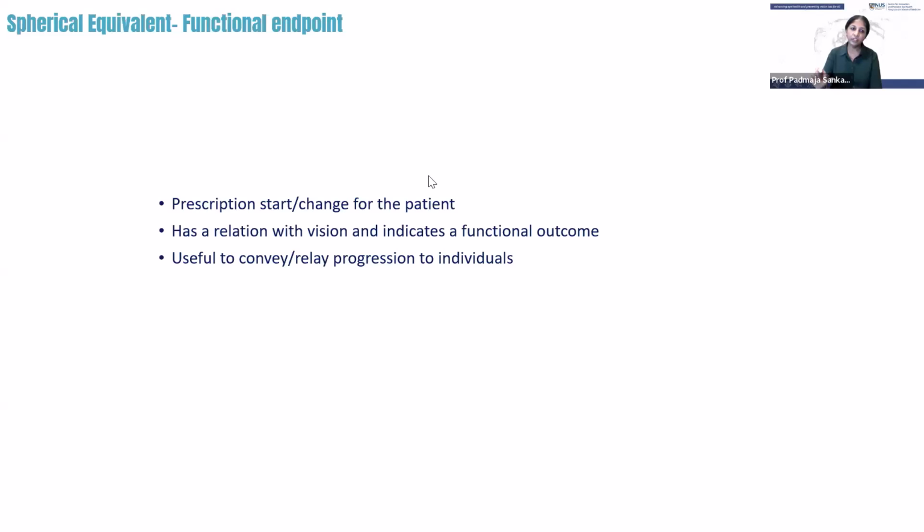However, we do know that spherical equivalent refractive error is an important measure for us to consider because it defines the start of a prescription as well as the change of a prescription for the patient. So it's useful to say that a person is myopic. It has a relation with vision and therefore it is a functional outcome. For example, when we talk about -1 diopter myopia, we know that the visual acuity is somewhere in the region of 6/9 to 6/12. And also, it's quite a useful measure to convey the state of the eye or relay the progression to individuals. We might say to a person, look, you're -1 diopter myopic, and then when we say -4 diopters myopic, they understand very well that the condition has increased in severity.